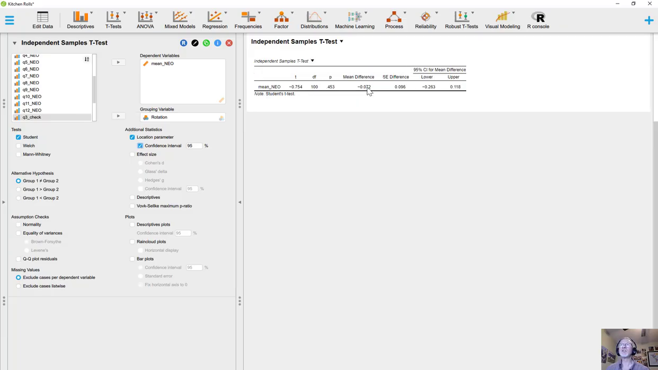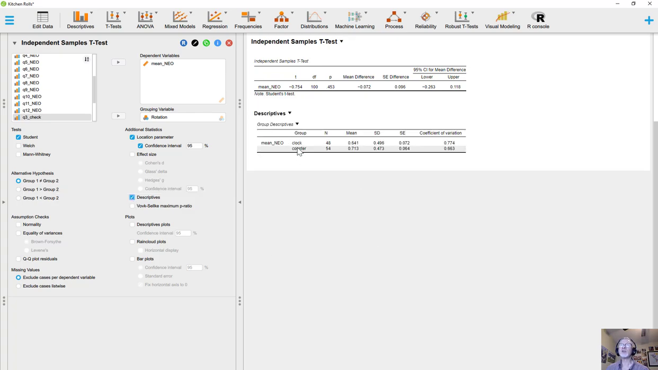So if you look at the difference between the means, let's look at the means. Here's the descriptives. For those rotating clockwise, they averaged 0.641 on the NEO. For those going counterclockwise, 0.713. Now, first of all, you'll notice that this is opposite of what the first study would have predicted. The first study found that it was higher for clockwise than for counterclockwise, and that's not what's found here. It's the opposite.